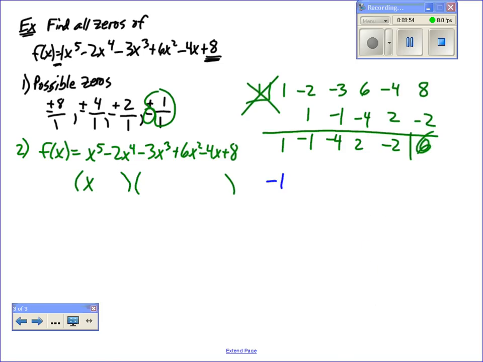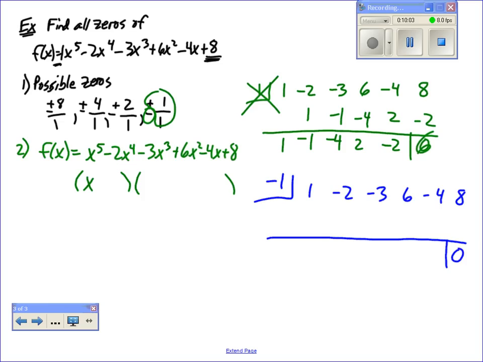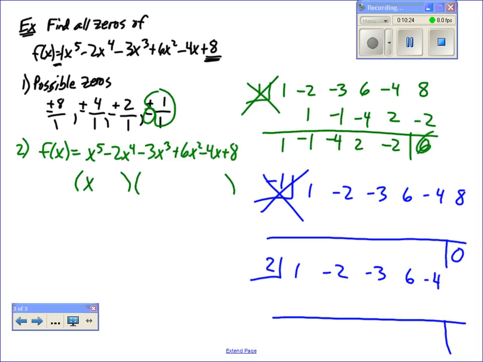Okay, let me go over here, go negative 1. And I try negative 1. Does that give me a remainder that's 0? And guess what? It does not, okay? So I say throw that one out, right? I try the next one. How about 2? Go through that, right? This is how you do it, you guys, without a TI-89.